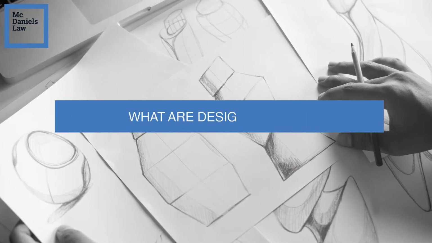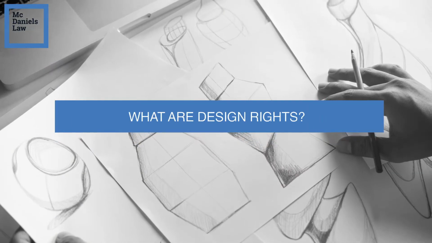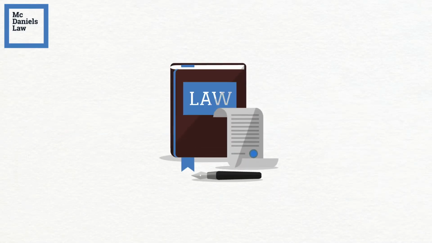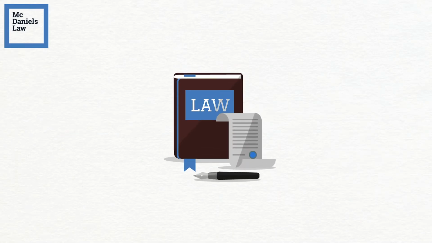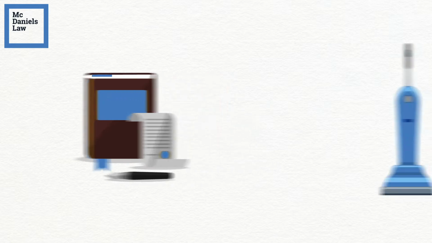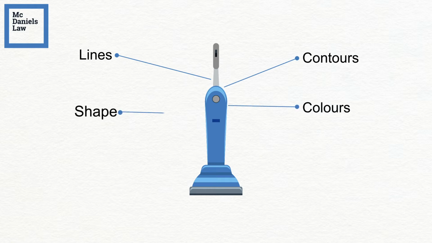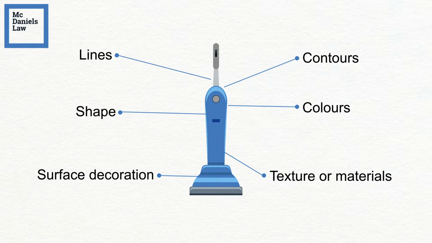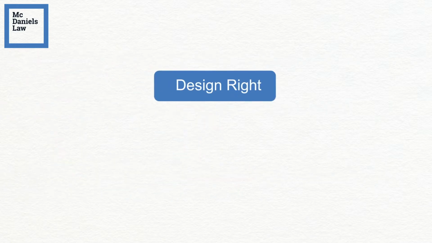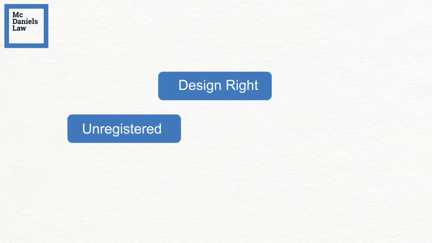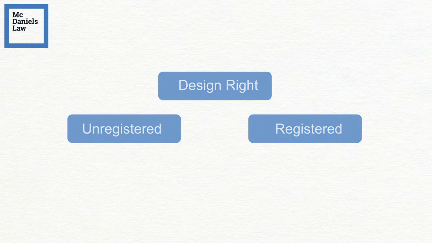What are design rights? Design right is a legal right which arises from the appearance of the whole or part of a product, resulting from the features of, in particular, the lines, contours, colours, shape, texture or materials of the product, or its surface decoration. Design right comes in two forms: unregistered and registered.